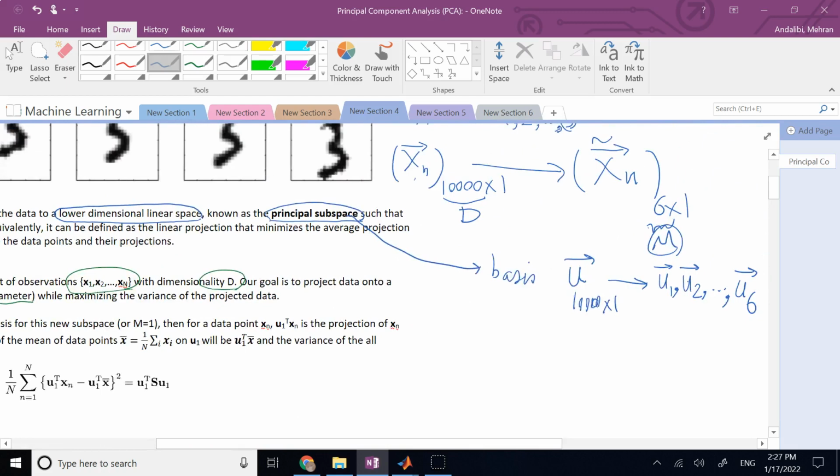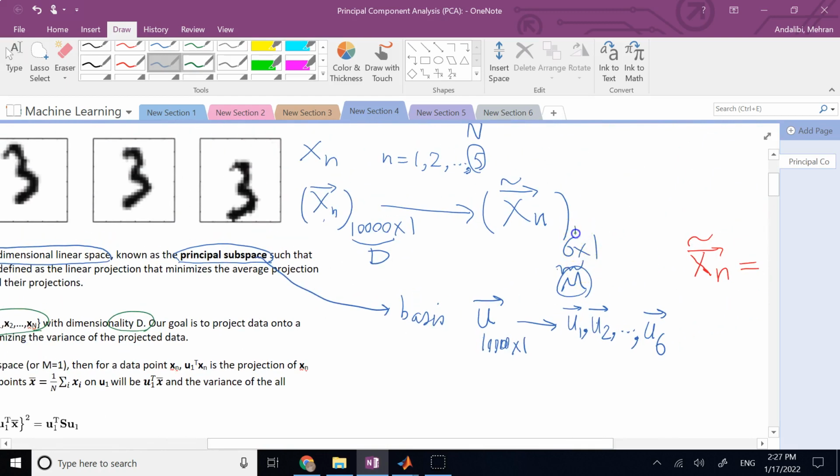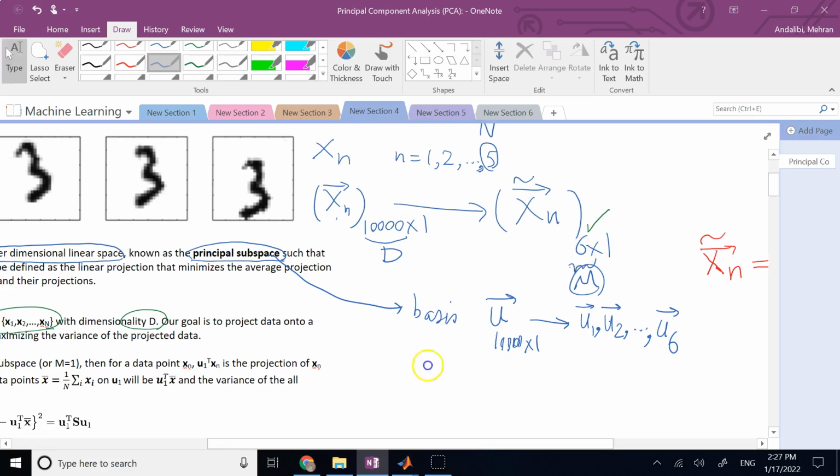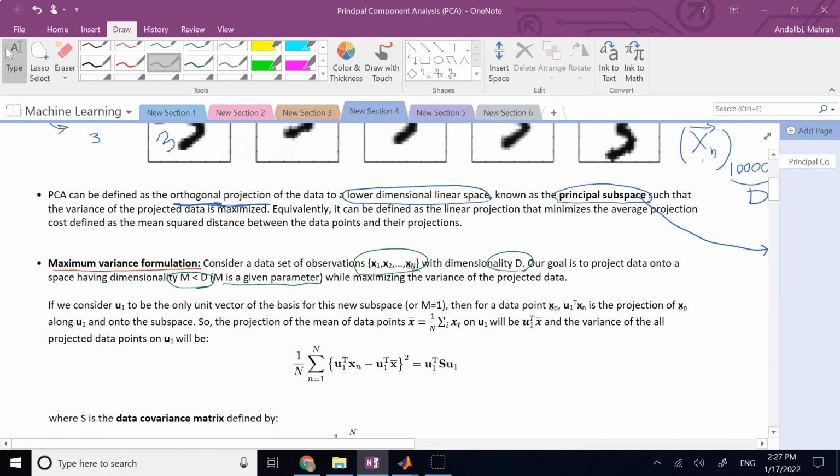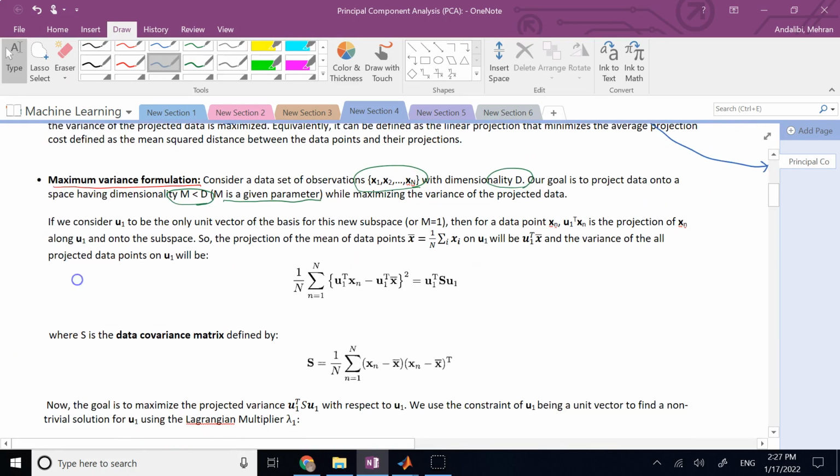So the 6 that I talked about here, we selected, or it's given to us. But I'll tell you in the remainder of the video how we can decide a good value for m. This plays a similar role to the K in K-means clustering. That is the main parameter. So how do we do it? What's the goal here? What's the cost function? How do we perform the formulation?